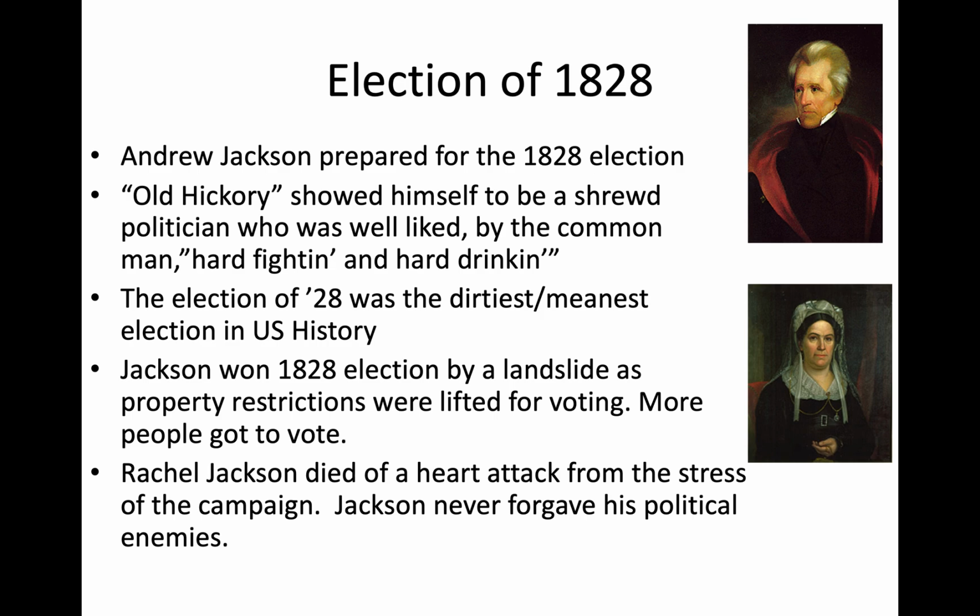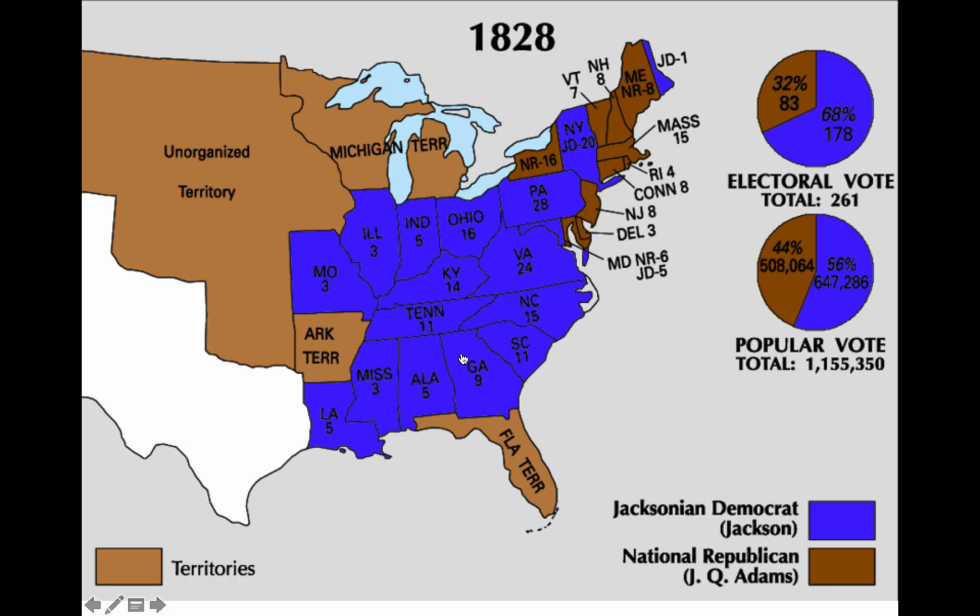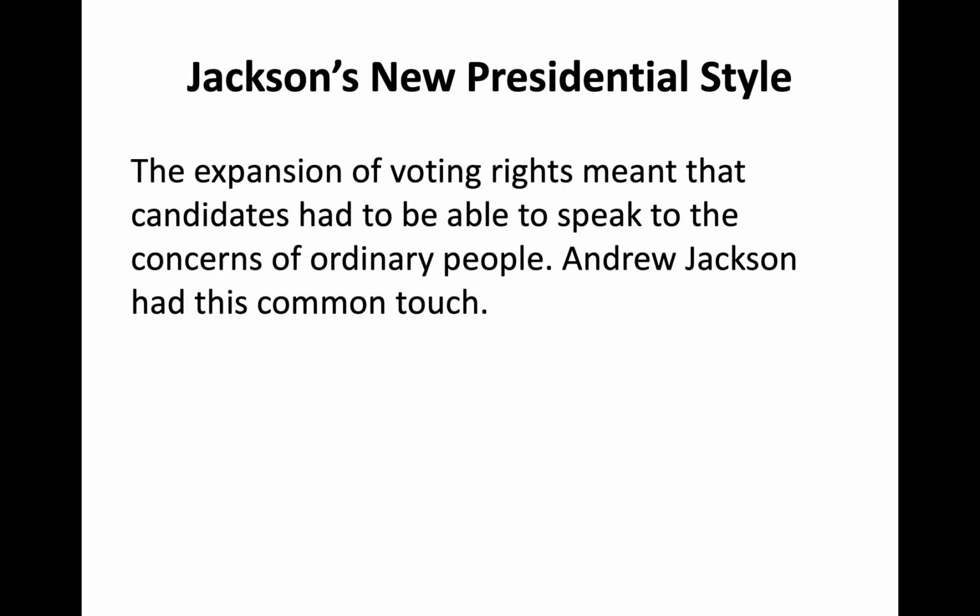As property restrictions were lifted for voting, more people got to vote. And Rachel Jackson, his wife, actually died of a heart attack from the stress of the campaign. And Jackson never forgave his political enemies. So here's the election of 1828. You can see the blue is Jacksonian Democrats, so Andrew Jackson, and National Republicans, which John Quincy Adams ran under. He completely lost.